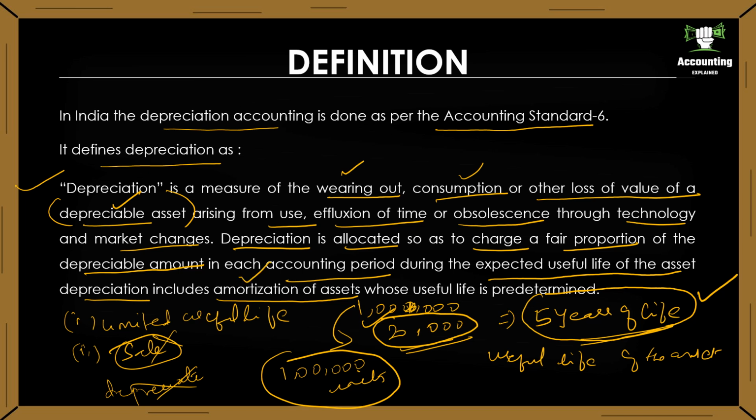What we do is amortization of intangible assets. For tangible assets, we do depreciation. For intangible assets, we do amortization, whose useful life is predetermined.